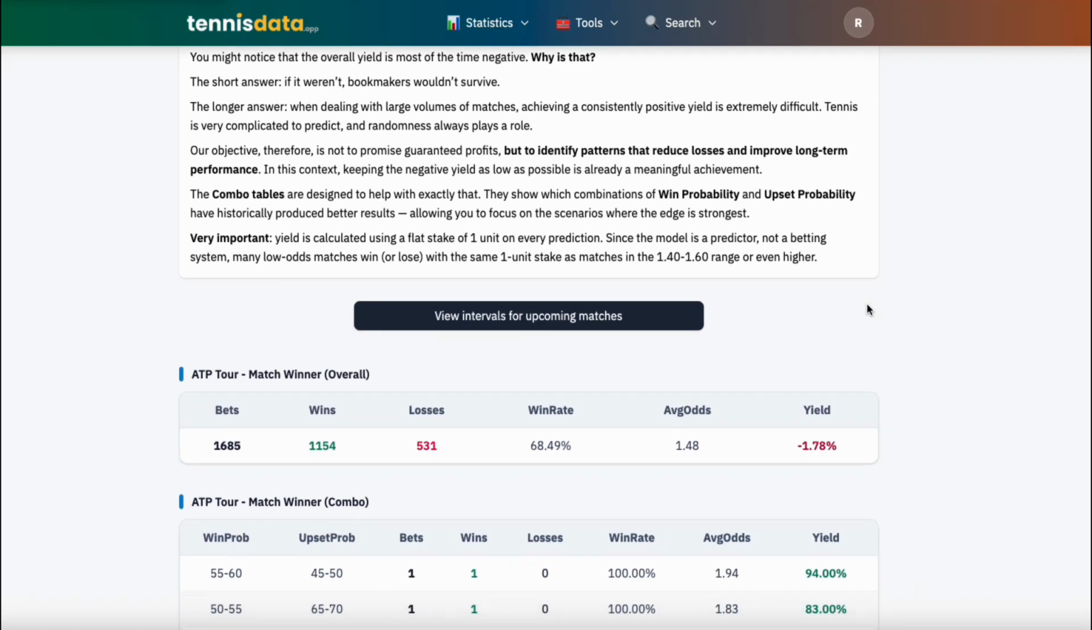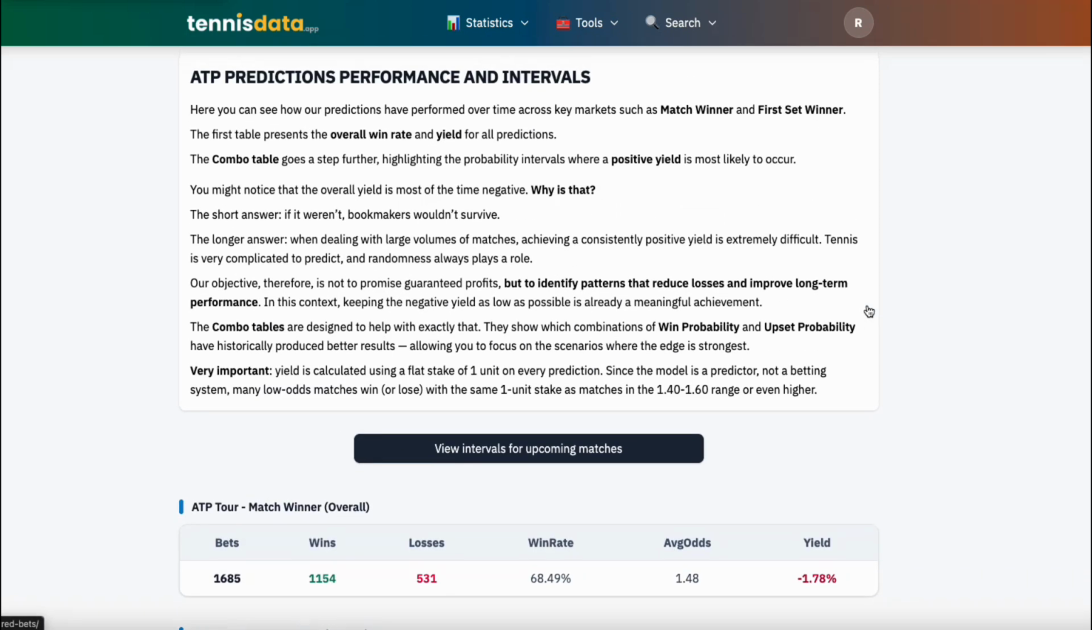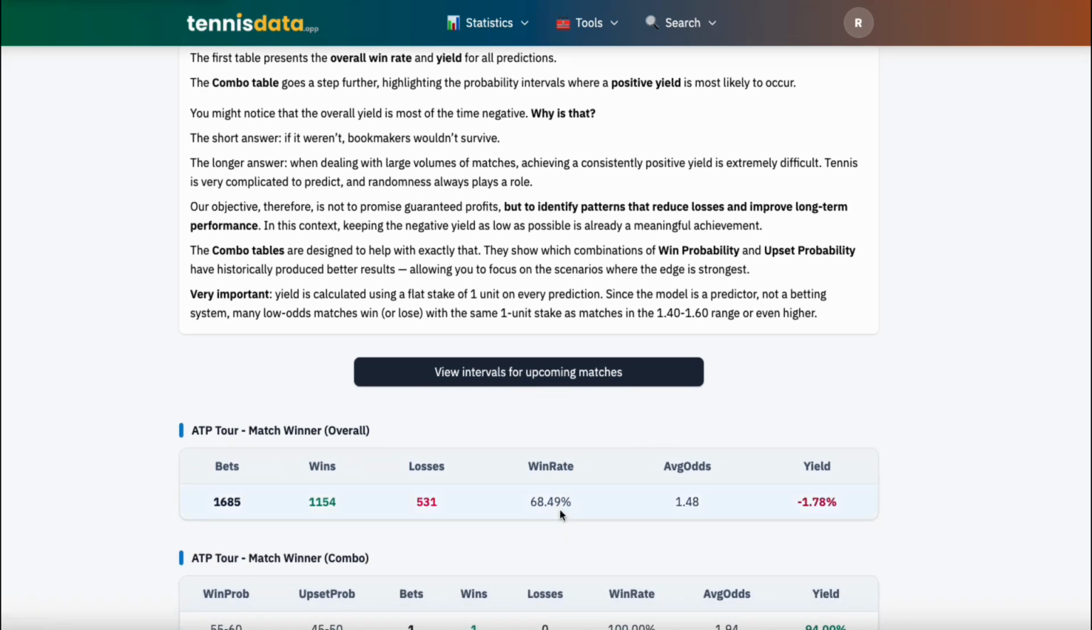The model needs to predict a lot of underdog wins in order to lower the negative yield. So, in reality, a negative yield of around 2% is not bad at all in this situation. We could show only the win rate, but for full transparency, we also calculate the yield.